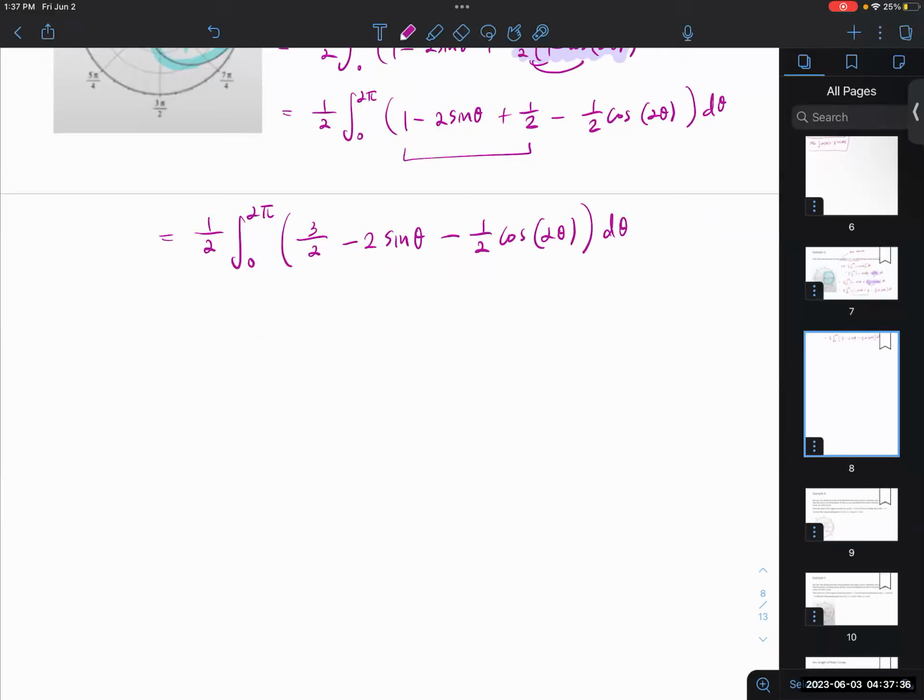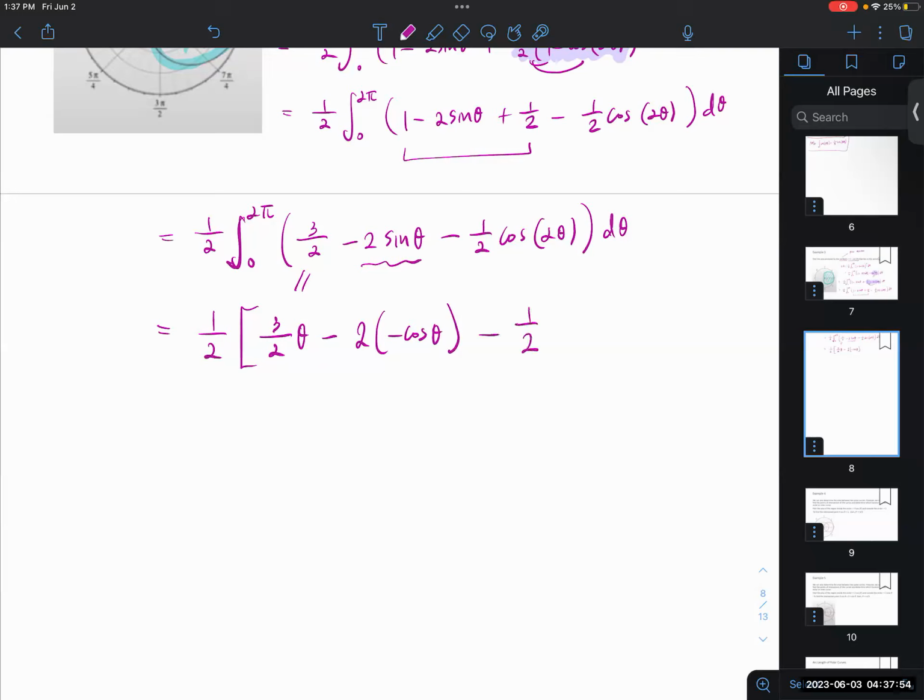So now you're going to take the integral. What happened? This first term is going to be 3 over 2 theta. And if you take the integral of sine theta, that is going to be negative cosine theta. Are you following?